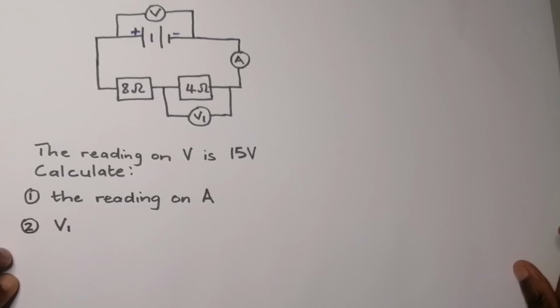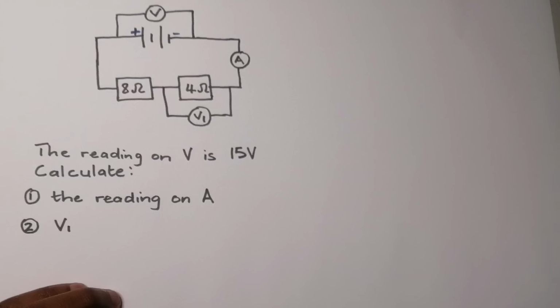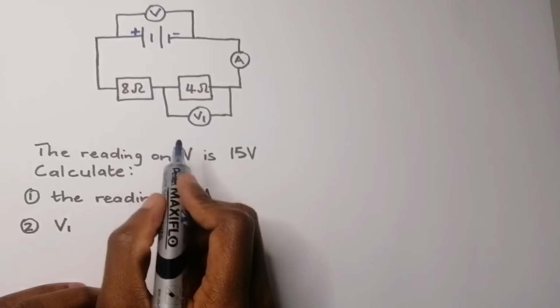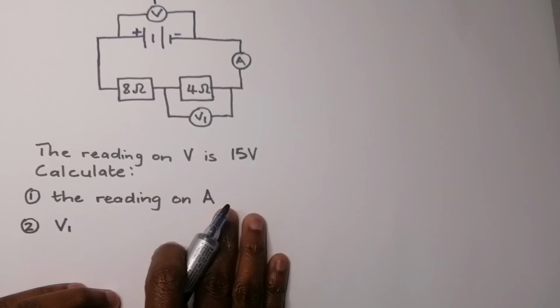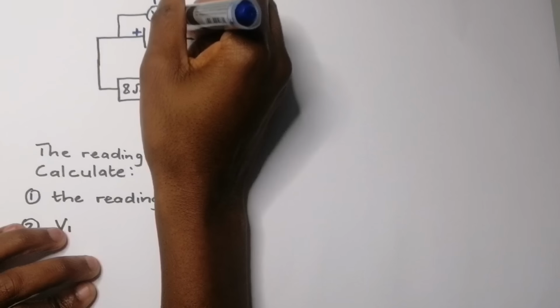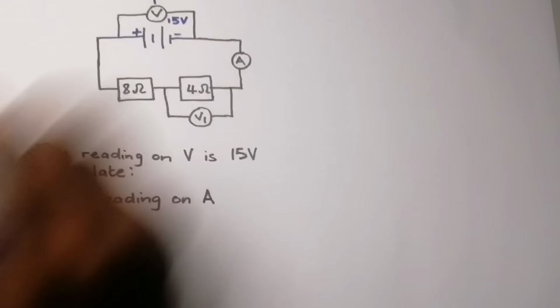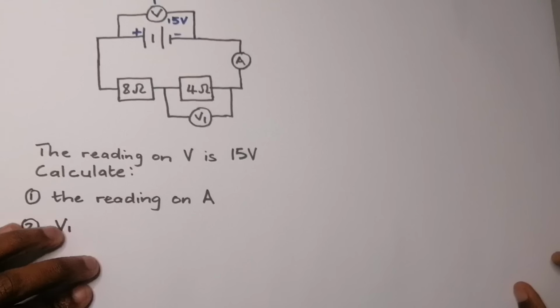Now, they are telling us the reading on V is 15 volts. Please note, we'll always start where we've got the most information. So they tell us that the reading on V, and where is V? V is this guy over here. The reading on this guy is 15 volts. Now we're going to check.